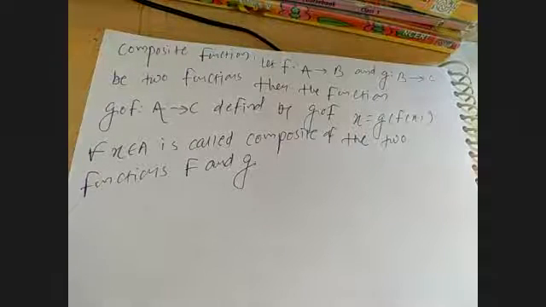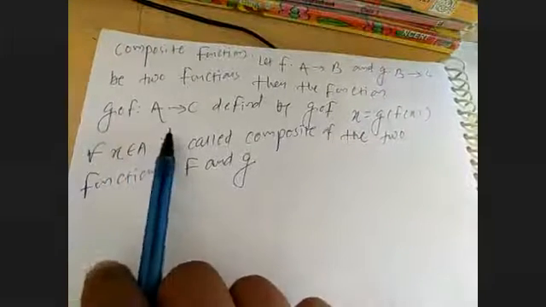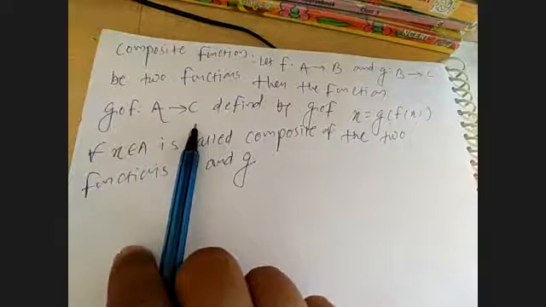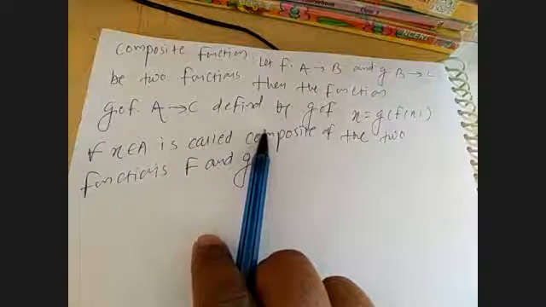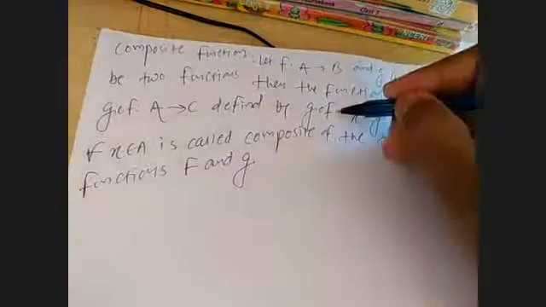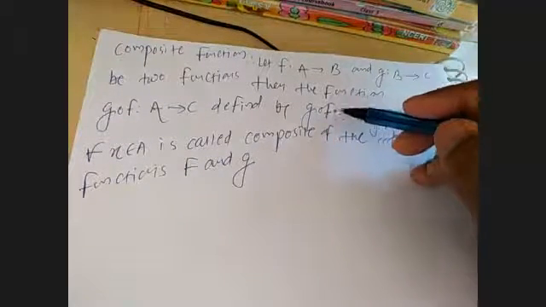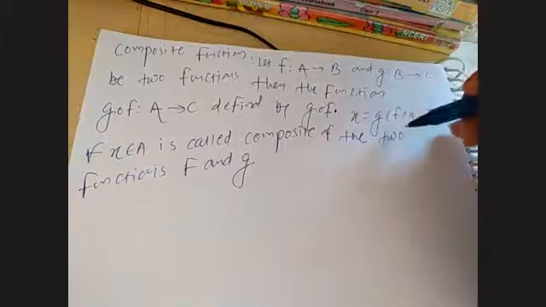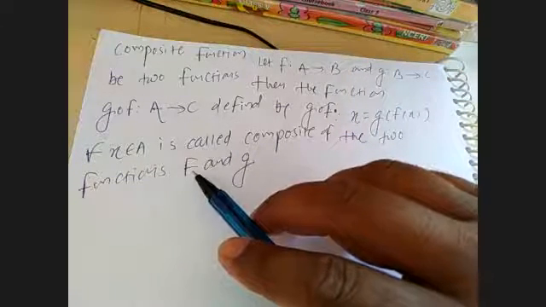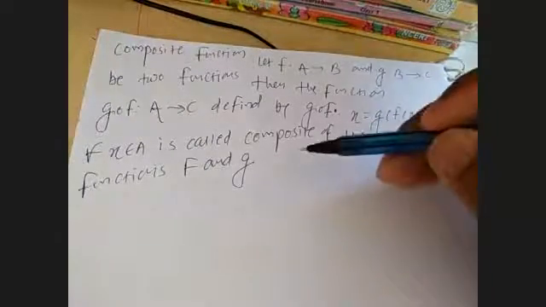f is a function from A to B and g is a function from B to C, two functions. Then the function g of f from A to C, defined by (g∘f)(x) = g(f(x)) for all x belongs to A. We read it as g of f of x. It's called the composite of two functions f and g.